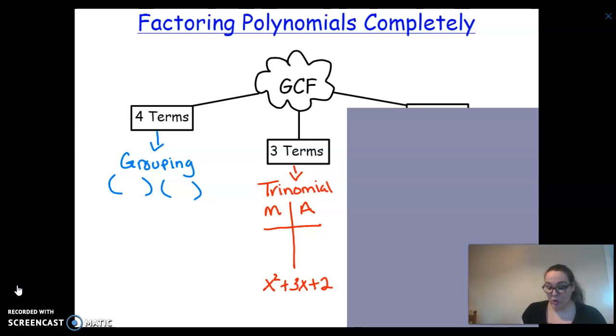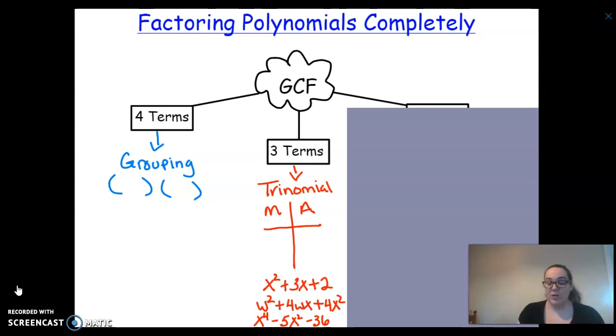Now remember, trinomials, some of them could be x squared plus 3x plus 2. A trinomial could also be something like w squared plus 4wx plus 4x squared. That's a trinomial. A trinomial could also be something like x to the 4th minus 5x squared minus 36. That is also a trinomial. All of those fall under trinomial terms.